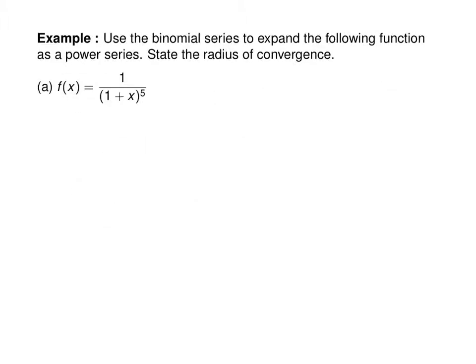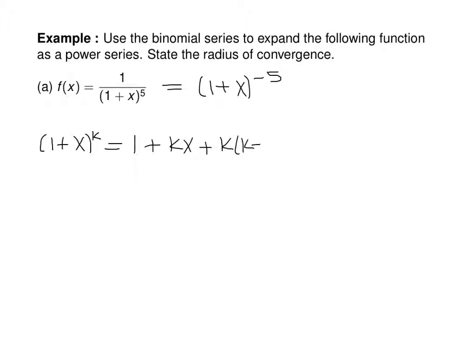Here we have one of these semi-tricky binomial ones. So first express this as 1 plus x to the negative 5th. So the binomial expansion for 1 plus x to the k is given by 1 plus kx plus k times k minus 1 over 2 factorial x squared plus k times k minus 1 times k minus 2 over 3 factorial x cubed, etc. So with our particular example, we have k equals negative 5.